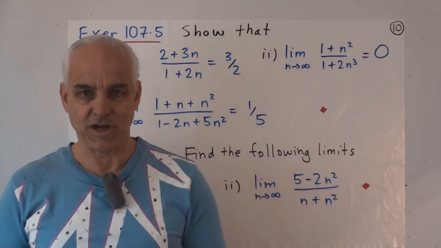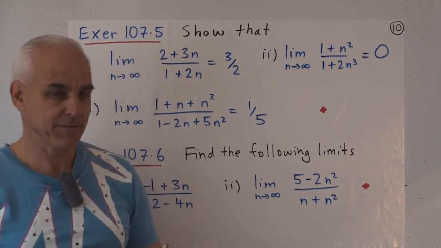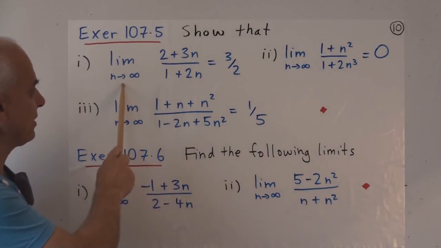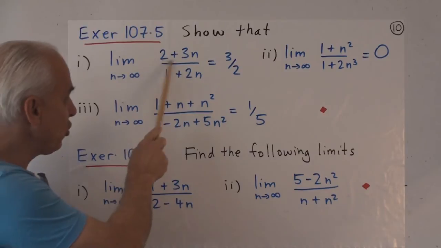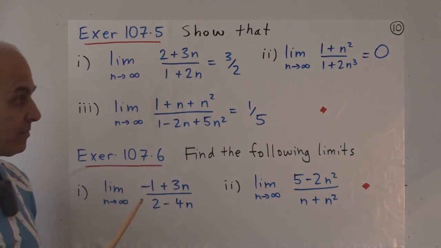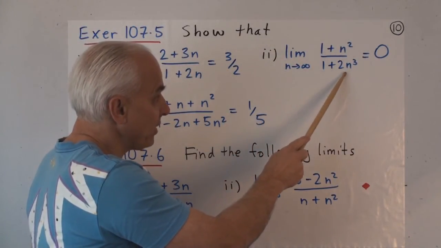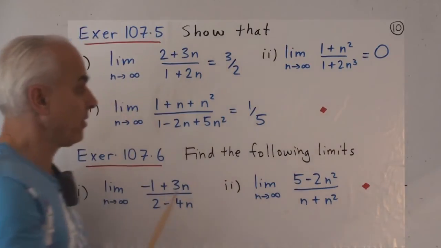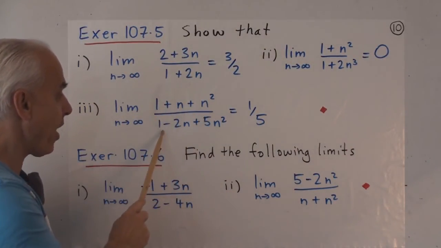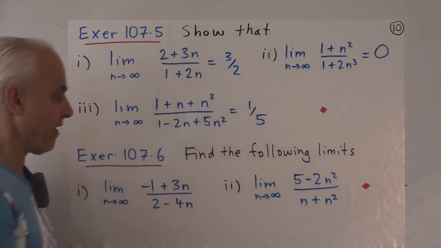Right, so here are some exercises for you. A little bit more sophisticated now, a little bit more complex limits. Show that the limit, as n approaches infinity, of 2 plus 3n over 1 plus 2n equals 3 halves. The limit of 1 plus n squared over 1 plus 2n cubed equals 0. The limit of 1 plus n squared over 1 minus 2n plus 5n squared equals 1 over 5.